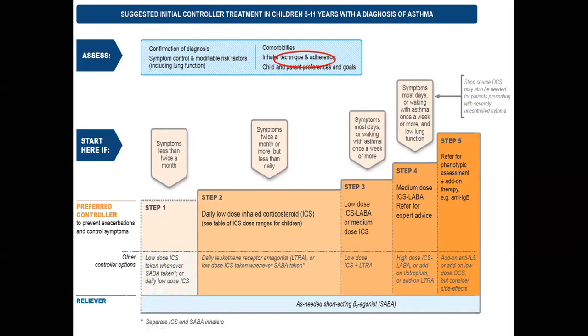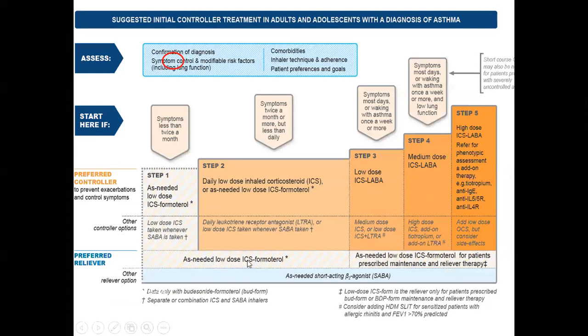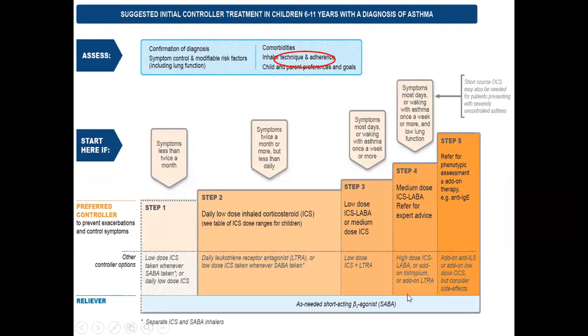But after 11 years, it's going to be low-dose inhaled corticosteroids along with LABA. So low-dose inhaled corticosteroids along with LABA, that is formoterol, is going to be the reliever. But in children, it's going to be salbutamol that is going to be the reliever. Okay.